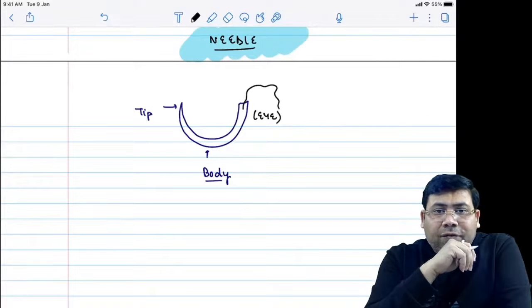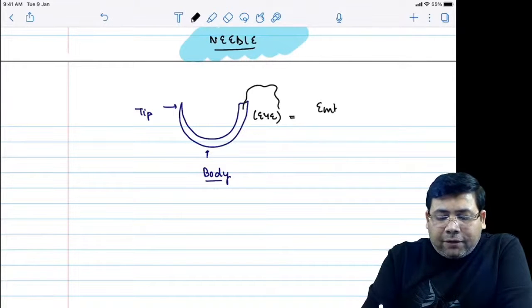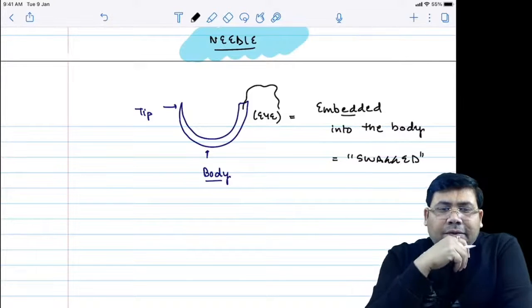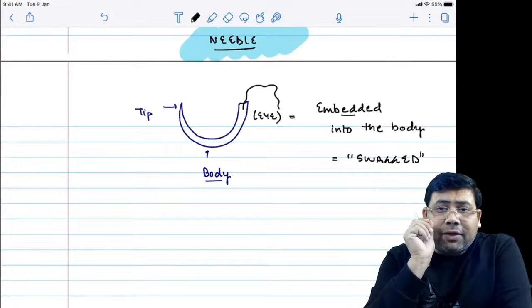The eye in this case is not visible. That means the eye is embedded. If you see, the eye is embedded into the body. So if the eye is embedded into the body, this type of needle is known as a swagged eye needle. Are you getting this? Swagged eye.